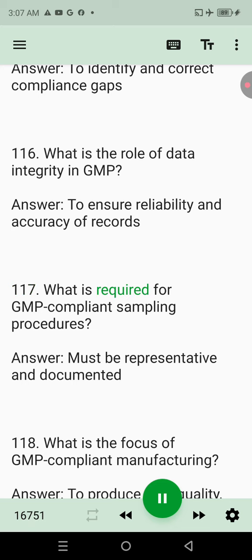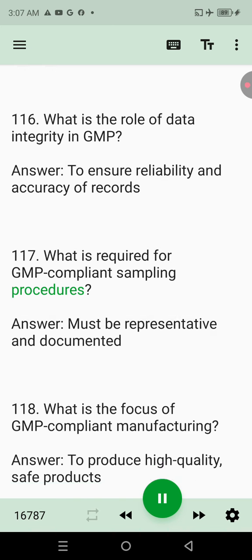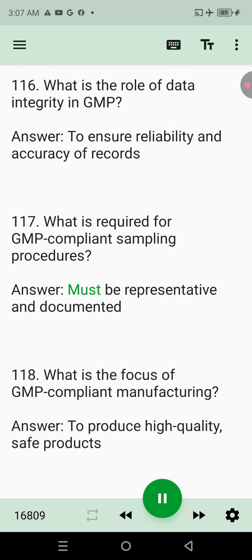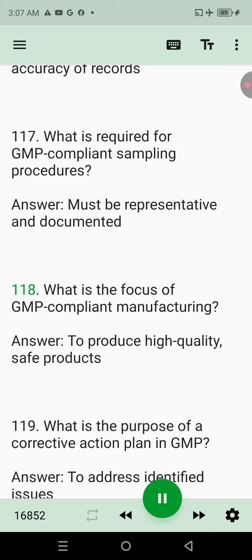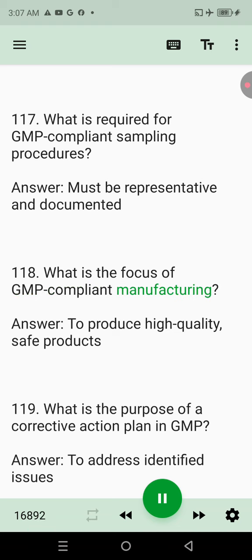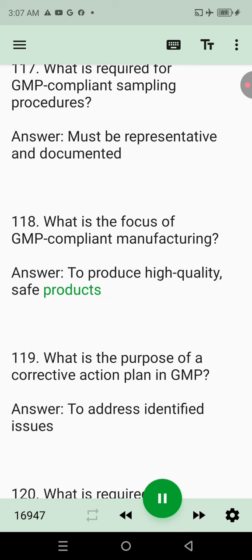117. What is required for GMP-compliant sampling procedures? Answer: must be representative and documented. 118. What is the focus of GMP-compliant manufacturing? Answer: to produce high-quality, safe products.